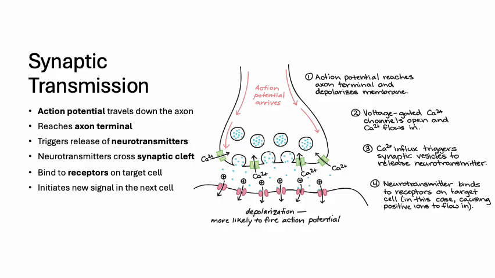Communication between neurons occurs at specialized junctions called synapses. When an action potential travels down the axon and reaches the axon terminal, it triggers the release of neurotransmitters. These chemicals cross a small gap known as the synaptic cleft and bind to receptors on the target cell. This binding initiates a response in the next cell, either exciting or inhibiting it. Synaptic transmission allows signals to move in a specific direction and provides a point where communication can be regulated, strengthened, or weakened.